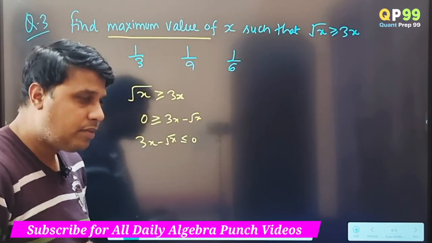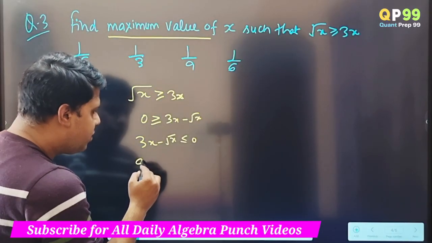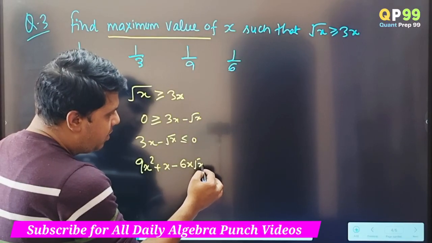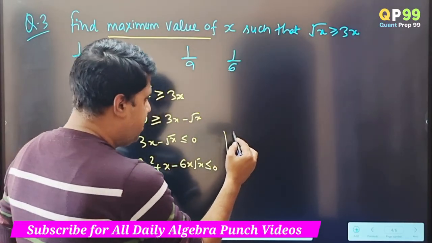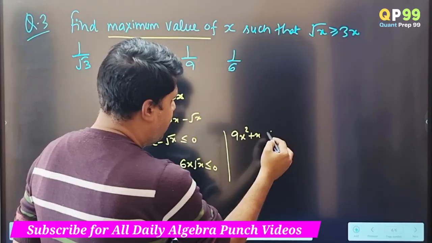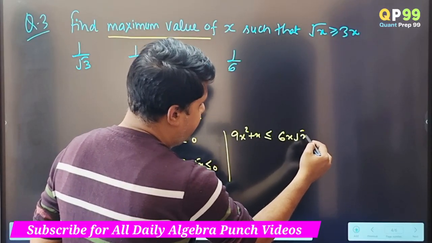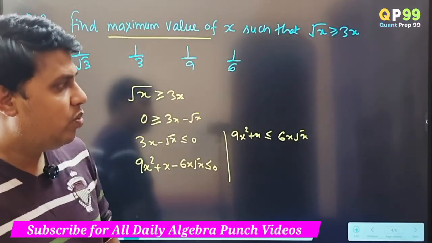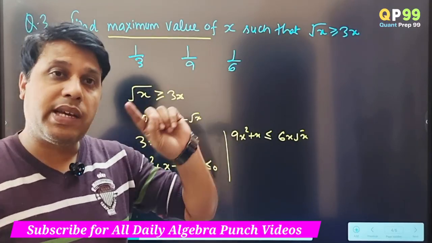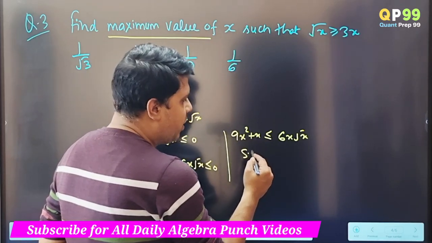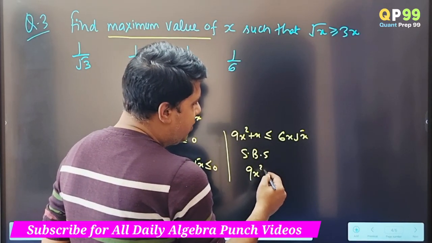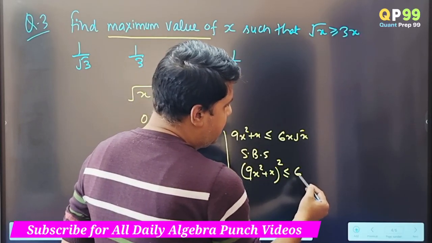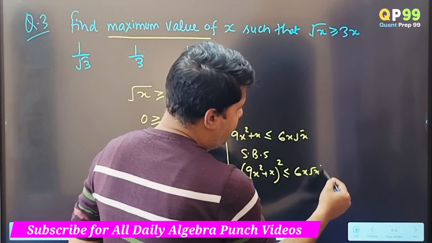So if I square both sides, this is 9x square plus x minus 6x root x less than or equal to 0. So this is 9 of x square plus x less than or equal to 6x root x, right? Now, if I really want to get rid of the root, I have to square it again. So again square both sides: 9x square plus x whole square is less than or equal to 6x root x whole square.